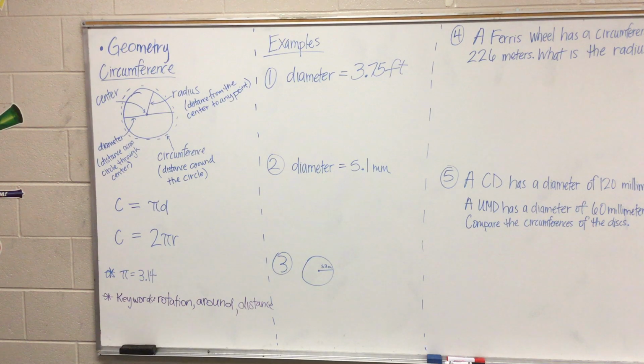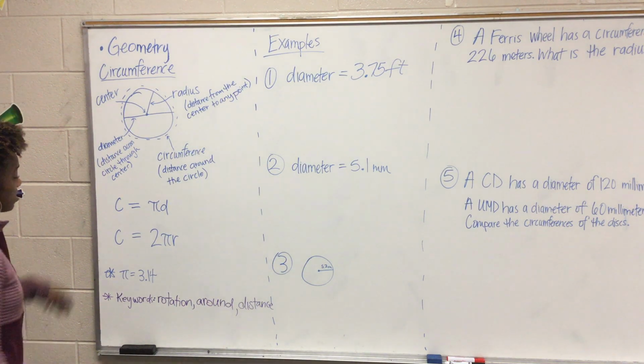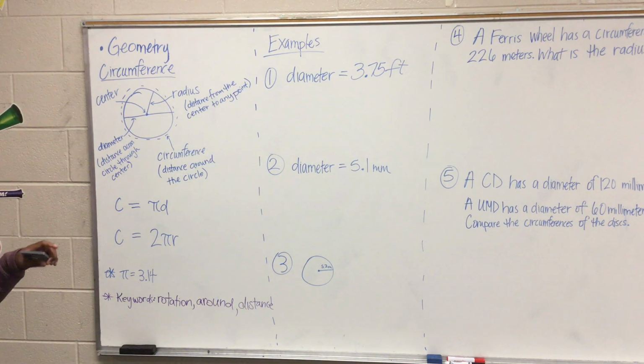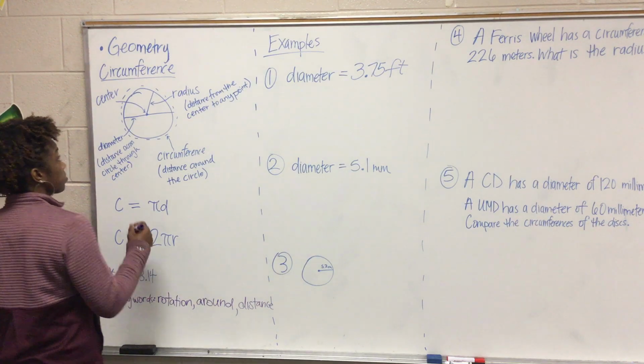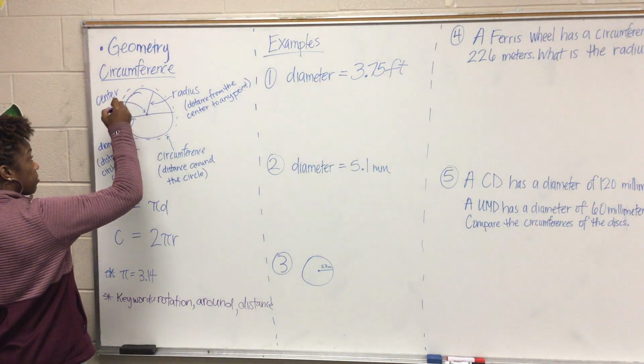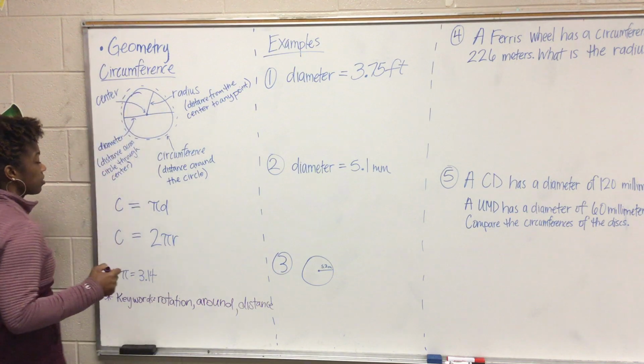Today we're going to talk about circumference. We're in the unit of geometry, and today we're going to talk about circumference. So circumference is the distance around a circle. So it is actually the distance around the circle.